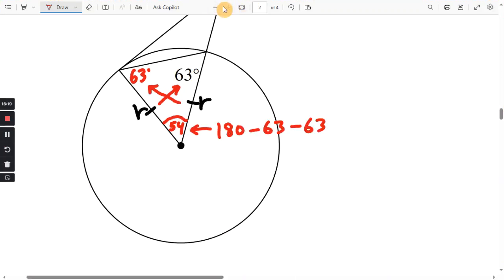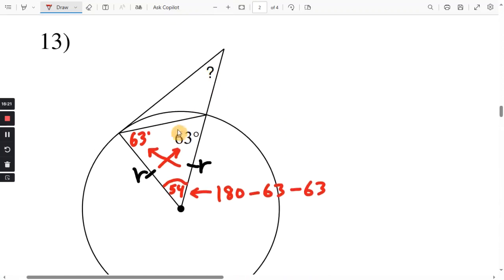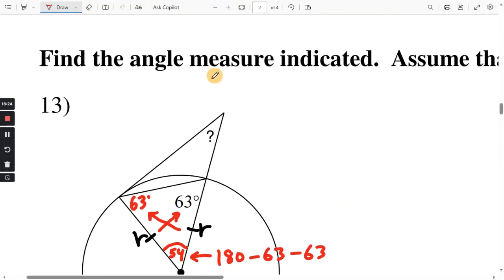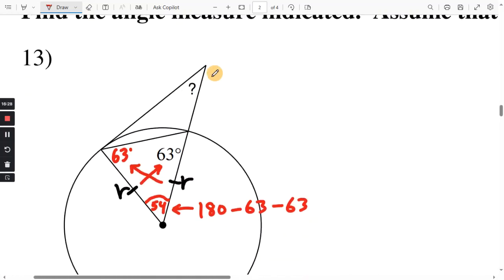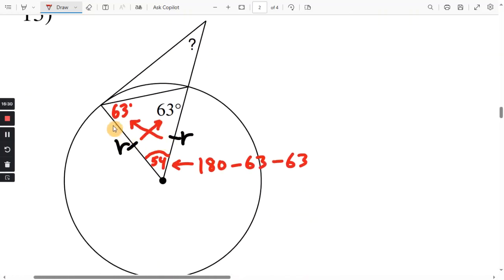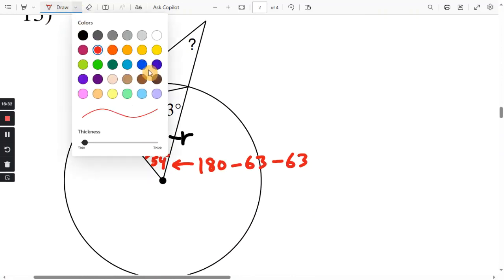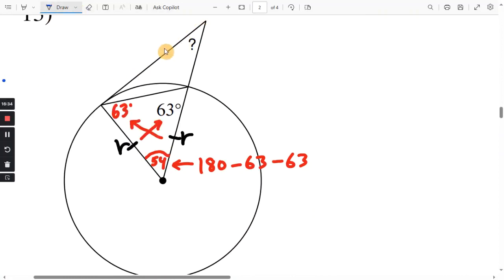Now, what you want to do in order to find this angle, it says you can assume the lines that appear to be tangent are tangent. Remember, the tangent angle makes a right angle with the radius. All right, so this is the one that appears to be tangent, and this is the radius right here. So this angle right here, I'm going to have to write over the 63. This angle here is a right angle.